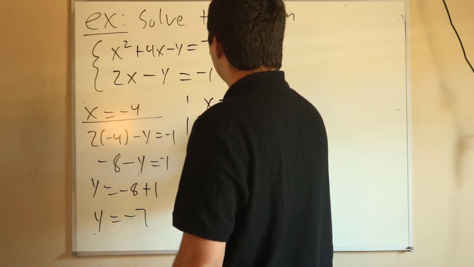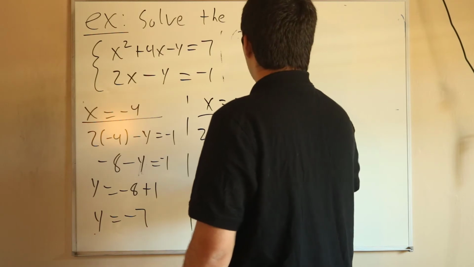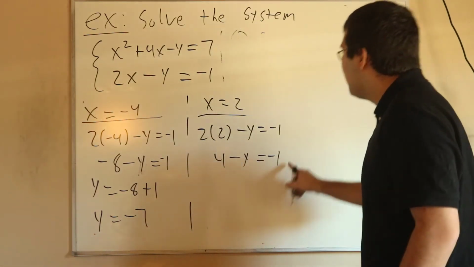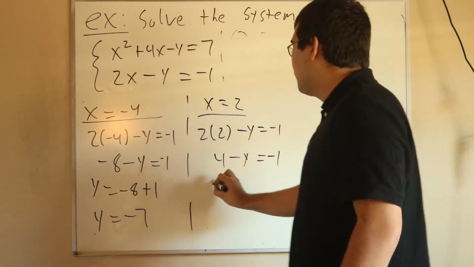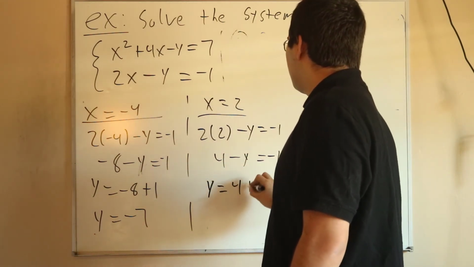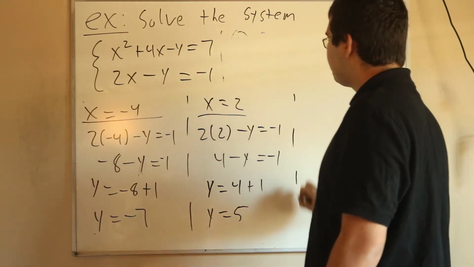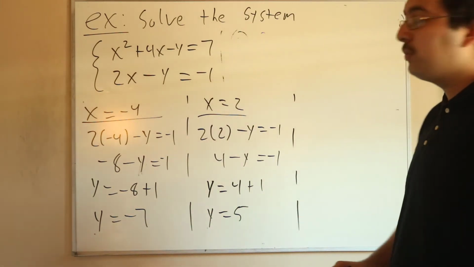Again, plugging this in, 2 times 2 minus y equals minus 1. 4 minus y equals minus 1. Add the y over, add the negative 1 over, y equals 4 plus 1, y equals 5. Okay, checking these answers real quick.